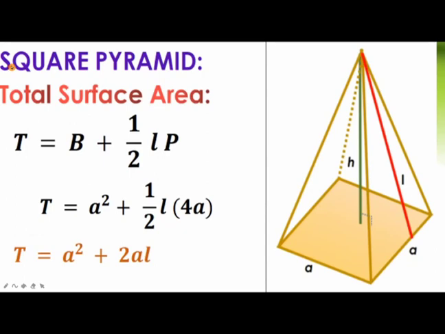Let's examine a square pyramid. A square pyramid has a square as its base. Again, we'll use this general formula for the total surface area. T is equal to B plus 1/2 LP. Here, B is the area of the base, P is the perimeter of this square base, and L is the slant height.